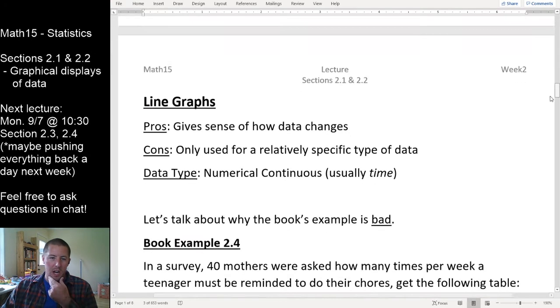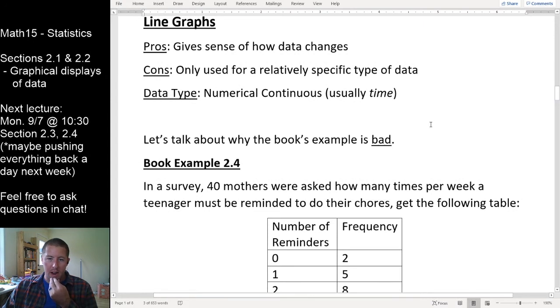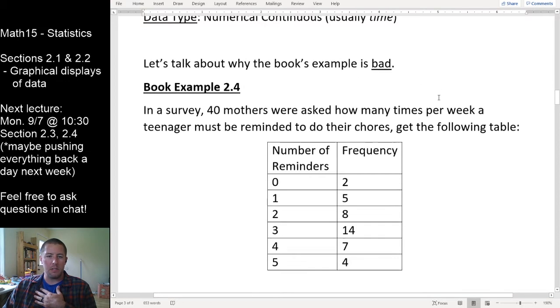So when we talk about this right here, I want to show you why I don't agree with this book's example, and show you a different example. And then we'll see a similar thing with our time series graphs. So this is supposed to help tell us how our data change. And so let's see why I don't quite like this for our book example.